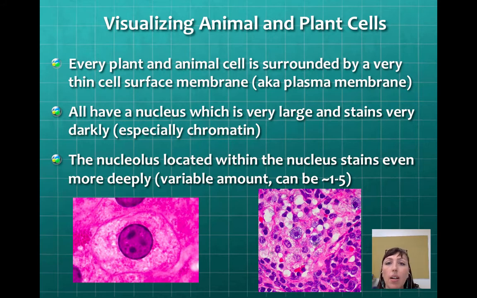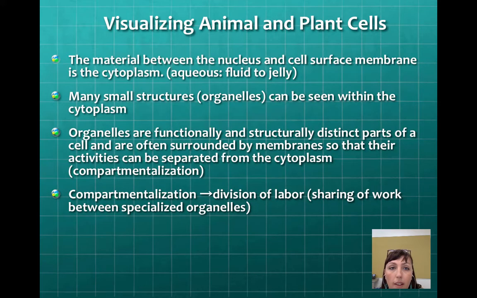Looking at animal and plant cells, every plant and animal cell is surrounded by a thin cell surface membrane. All have a nucleus, which is very large and stains darkly. The nucleolus, located within the nucleus, stains even more deeply. Those are the even darker purple spots within the purple nucleus. The material between the nucleus and cell surface membrane is called the cytoplasm, and it's the fluid part. Technically, anything that is outside of the nucleus is considered the cytoplasm.